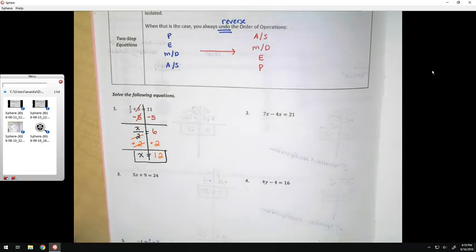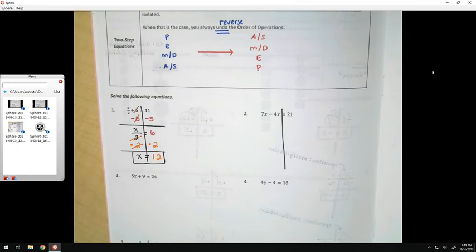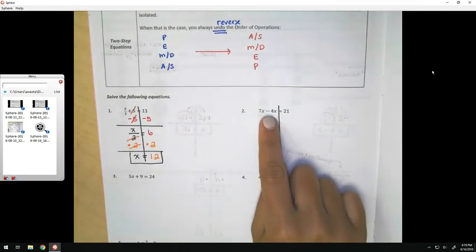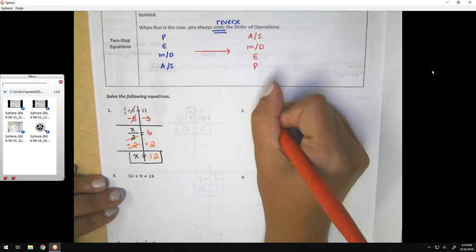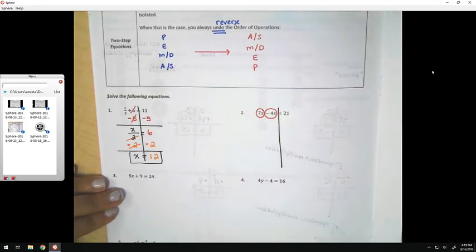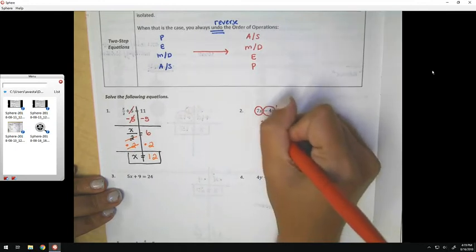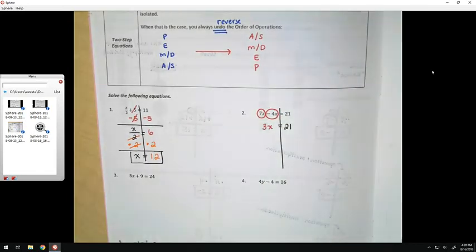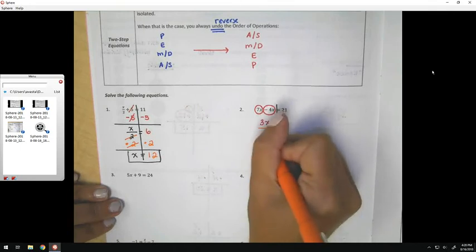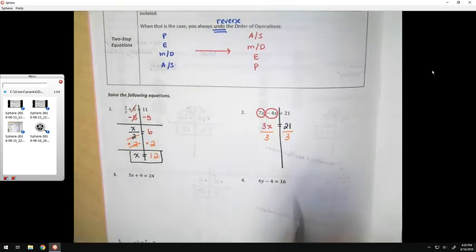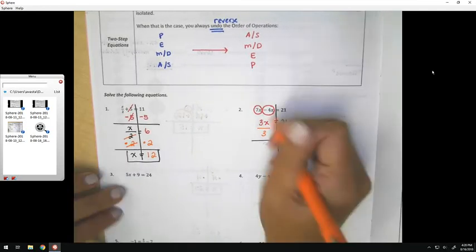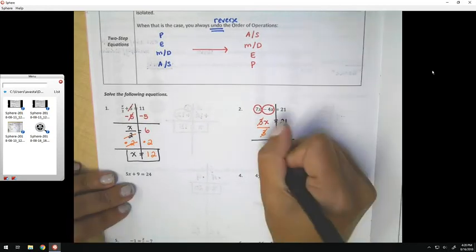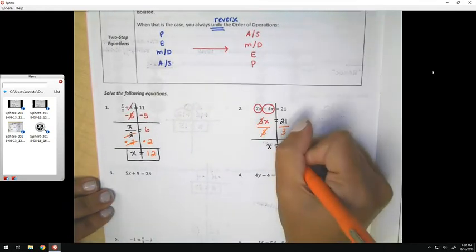Now let's take a look at number 2. I'm going to draw my vertical line through my equal sign. And when I look at the variable, which is on the left side, I notice both of these terms have an x. So the first thing I'm going to want to do is combine those like terms. 7x minus 4x would give me 3x equals 21. Now that I simplified the left-hand side of this equation, I can see that in order to get the x by itself, I'm going to need to divide by 3 on both sides of this equation. That means that the 3's are going to cancel on the left, and I'm going to have x equals 21 divided by 3, which is 7.